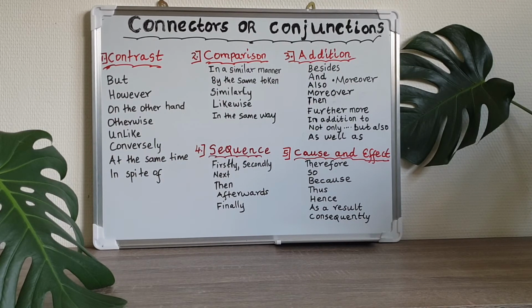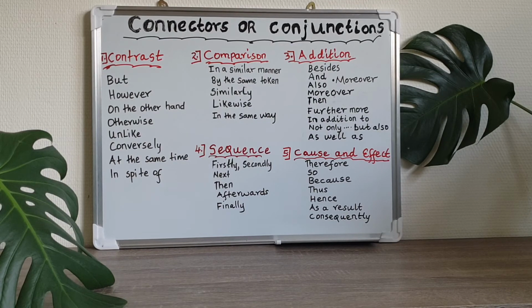Not only did Jack kick the ball, but also he scored a goal. As well as kicking the ball, Jack scored a goal. So what you notice is that I have made the very same sentence using all the connectors of addition, okay? Simply to put two ideas together, which are Jack kicking the ball and scoring a goal, okay?